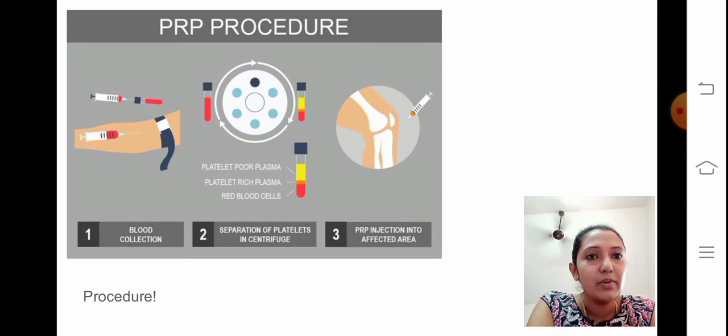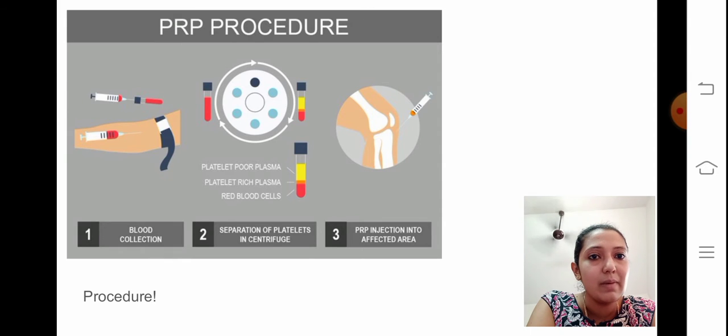So let us see the procedure of how this plasma therapy occurs. Once the blood collection takes place, the blood has to undergo centrifugation. After the centrifugation process, we can separate the blood into different layers. That is platelet poor plasma, platelet rich plasma, and the red blood cells. After this, plasma is obtained, which has the required antibodies which target the infection, which target the virus.